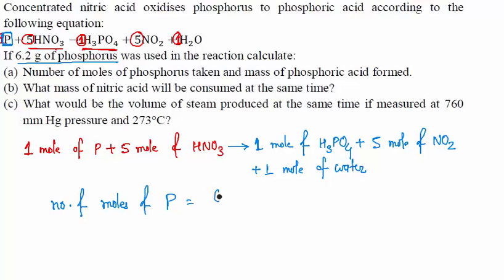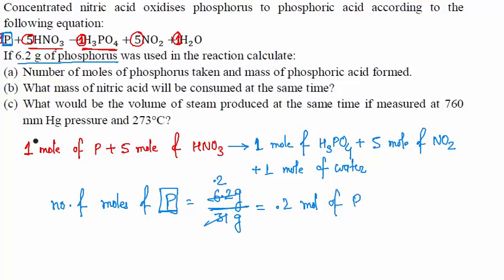So the given mass is 6.2 gram, and what is the molar mass of P? It is 31 gram. So here it is P, so the molar mass will be 31 gram. So it will come 6.2 by 31, that is 0.2. So you have basically 0.2 mole of phosphorus, okay.